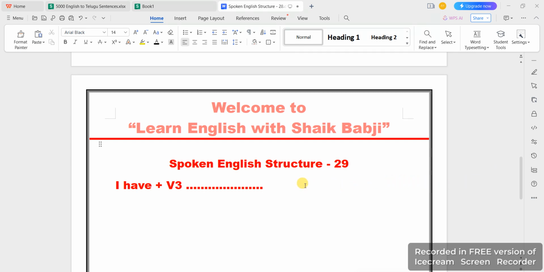We are going to learn the 29th structure. The structure is I have plus V3. Actually, this structure is called present perfect. Let's see the usage of this structure.